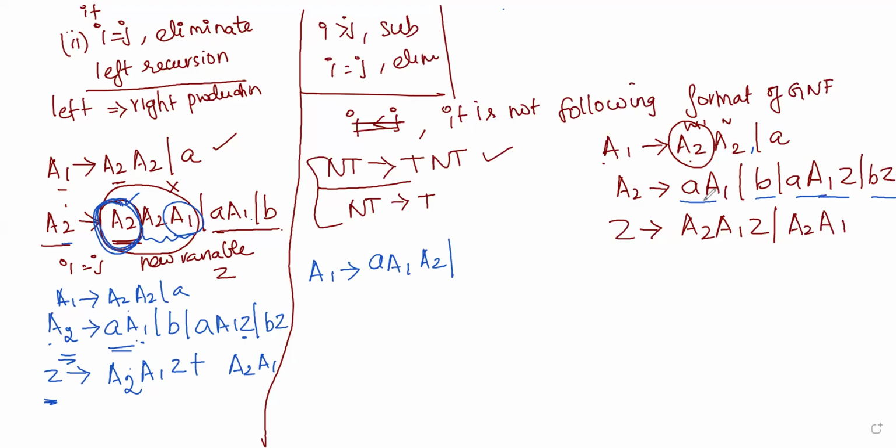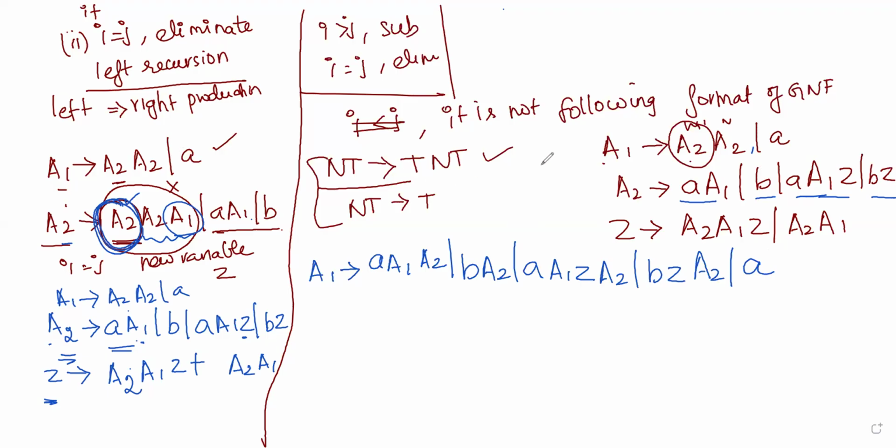Now I'm substituting B instead of A2, and this A2 comes again. Then A1Z, and this A2 is here, and again BZ, and this A2 comes here. Then the leftover is A. Okay, so this is your updated production.